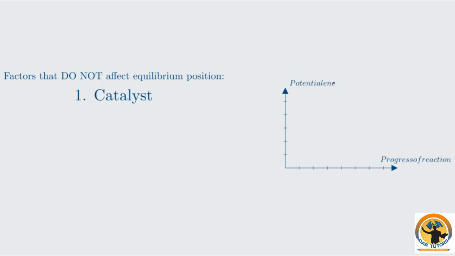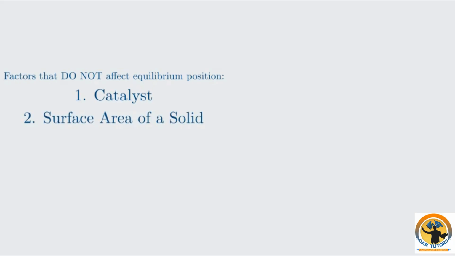This means it helps the system reach equilibrium faster, but has no effect on the final equilibrium concentrations of reactants and products, and therefore no effect on the equilibrium constant K. The position of equilibrium is unchanged. Second, the surface area of a solid. For heterogeneous reactions involving solids and gases or liquids, a larger surface area will increase the rate of reaction. This is because more particles are exposed for reaction.